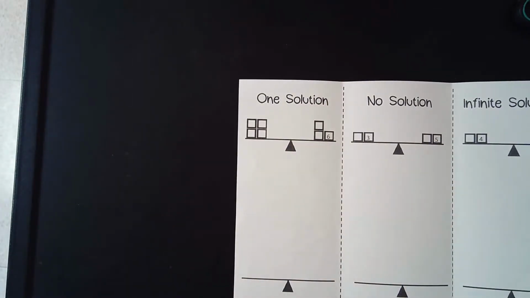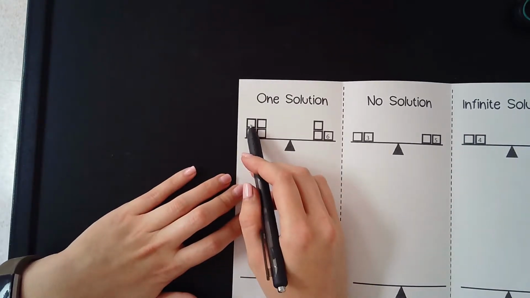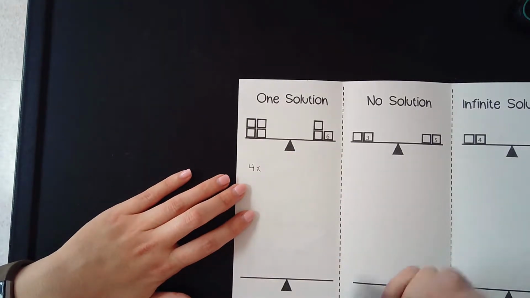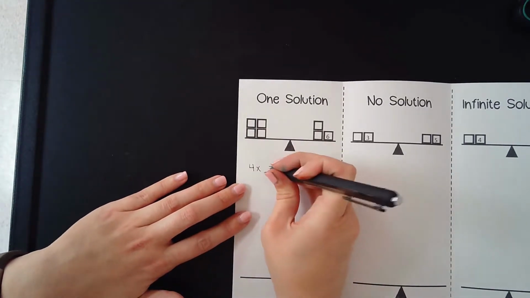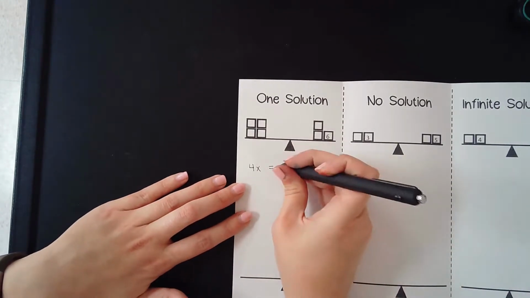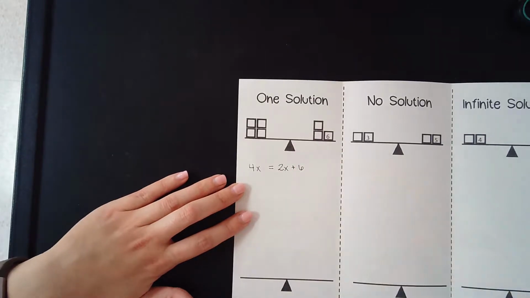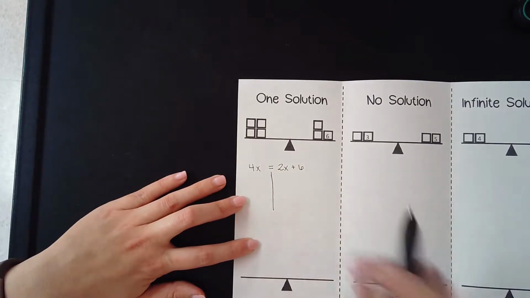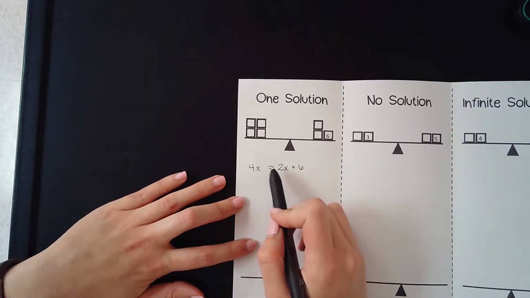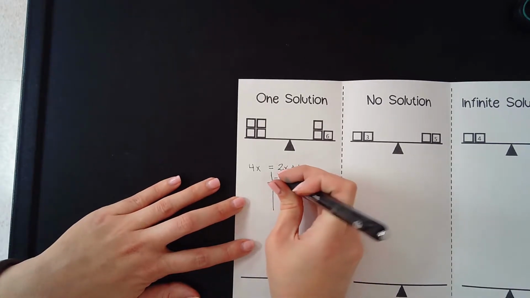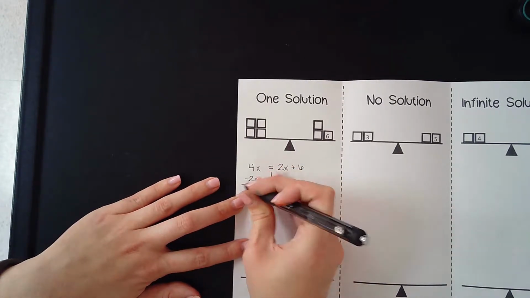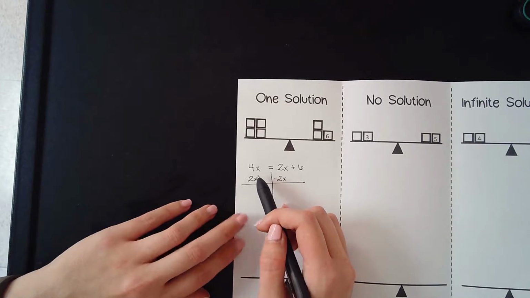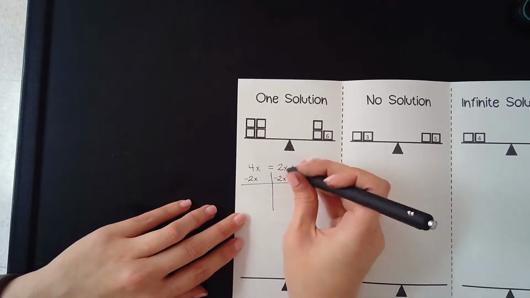For this first one, if I needed to make this an equation, I've got 4 boxes on this side, so that would be 4x because I don't know what goes in each box. The balance point is our equal sign, and on this side we've got 2 boxes, so 2x and 6. This equation has one solution, so when we solve this, our first step is to cancel out one of these x terms. I'm going to cancel out the 2x, because if we canceled out the 4x, that would leave this entire side of the equation blank, which we don't want. So we would subtract 2x on both sides.